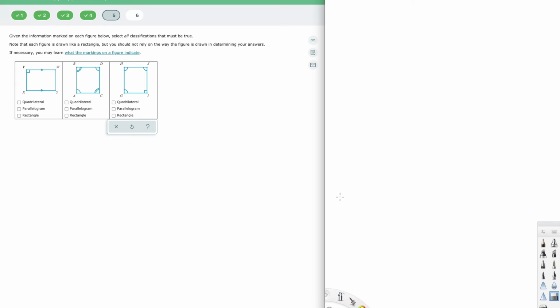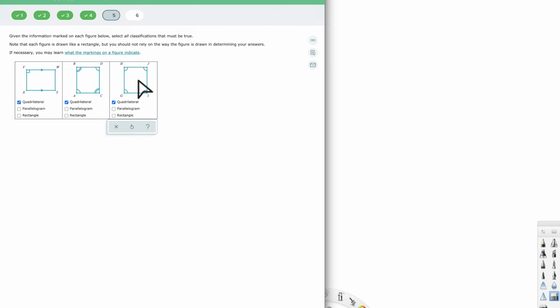Okay. So this is just going through and determining what we would classify these as. Not necessarily whether or not they are something, but we're given the markings, and we have to determine, is it a parallelogram, is it a quadrilateral, is it a rectangle? So remember, if I can prove that it's a rectangle, then it is a parallelogram and it is a quadrilateral. If it's a four-sided figure, regardless of anything else, then it's automatically a quadrilateral. All three of these are a four-sided figure. They're all quadrilaterals immediately.